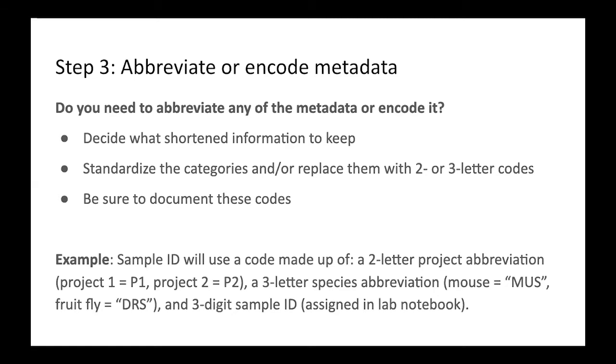So an example here is the sample ID. We'll use a code made up of a 2-letter project abbreviation, a 3-letter species abbreviation, and a 3-digit sample ID. And you can see we're using P1 and P2 for the projects. We're using MUS for mouse and DRS for fruit flies. And then we are also using that sample ID as assigned in our lab notebook. So there's some nice connection here between our file names and what we are documenting within our lab notebook.